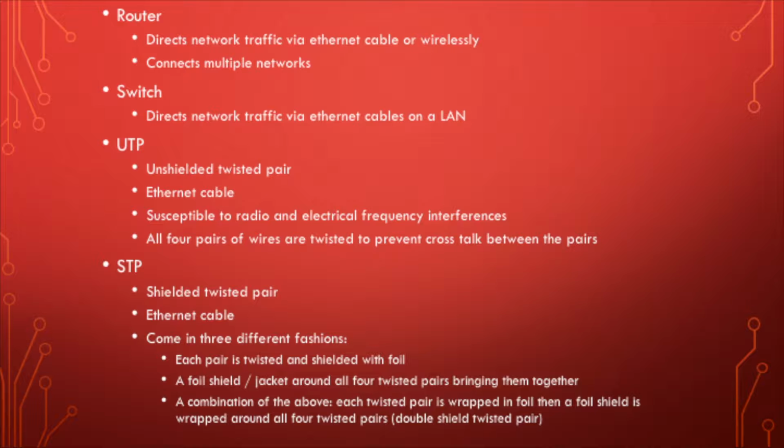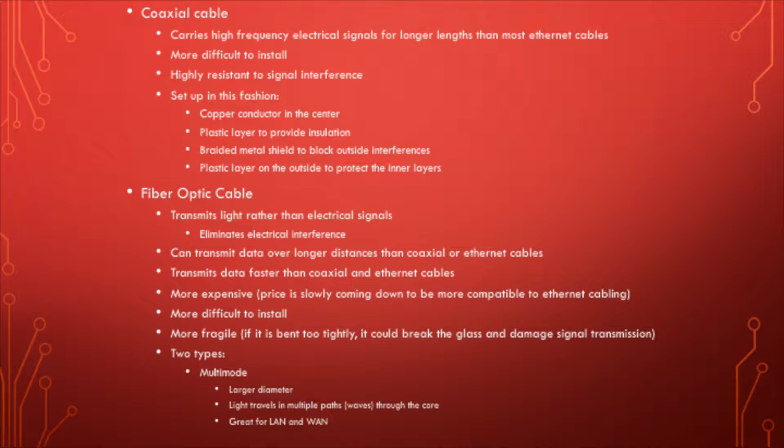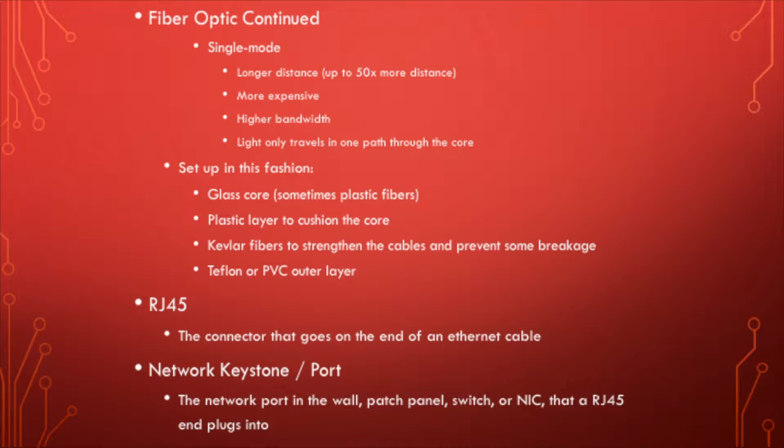STP is a shielded twisted pair Ethernet cable. These shields come in 3 different fashions. One is where each pair is twisted and shielded with foil. The second is where a foil jacket wraps around all 4 twisted pairs, bringing them together. And then a third is a combination of the other 2. Basically, each twisted pair is wrapped in foil, and then there's foil that goes around all 4 twisted pairs. This is also referred to as a double shield twisted pair cable.